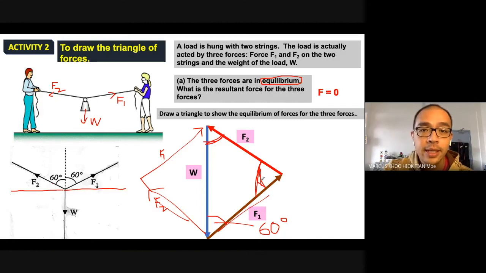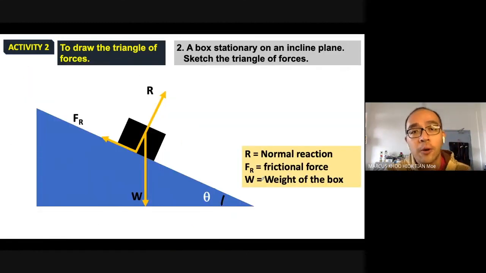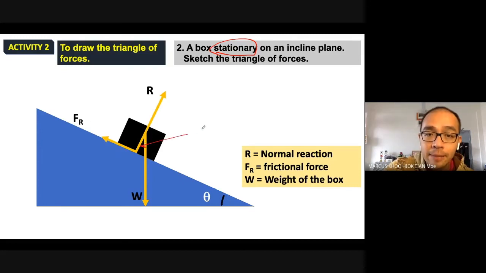Okay, let's try this situation now. A box is stationary on an inclined plane. Stationary means it is in equilibrium. It does not move up, it does not move down. All the forces are equal. And I want you to draw for me the same thing, the triangle over here. Only now we know that this angle is theta. You don't have to tell me the value, but you have to tell me in your triangle, where is the position of theta? Can you give this a try and draw on your whiteboard? This one is, I think, quite simple.